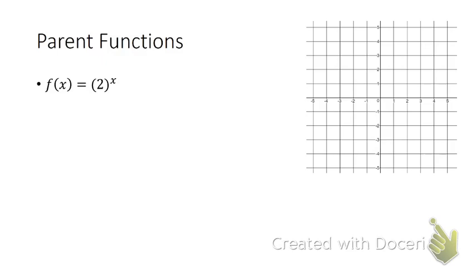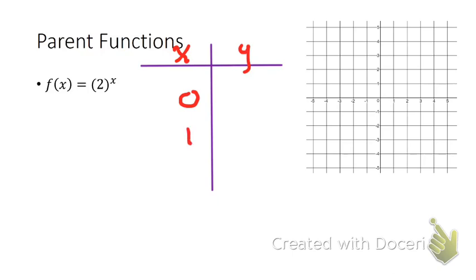What I would suggest you do is make a little table of values, have some x and some y, and let's use 0 for x and 1 for y. So let's see, 2 raised to the power of 0 is 1, and 2 raised to the power of 1 is 2. What is 2 raised to the power of 2? Well, that's going to be 4.